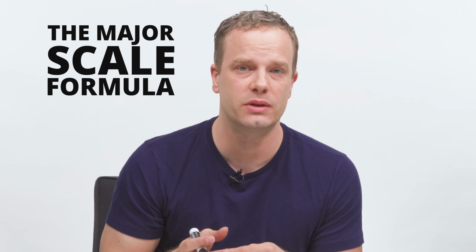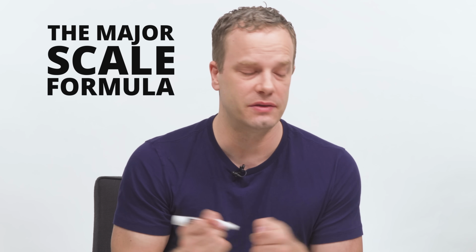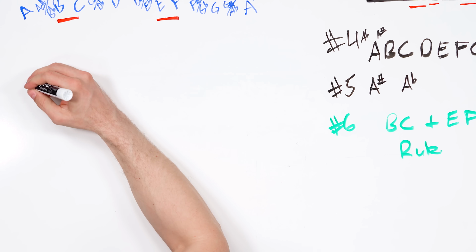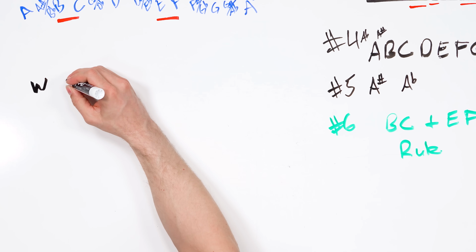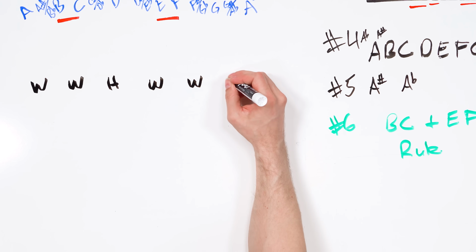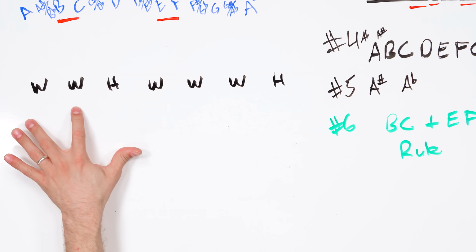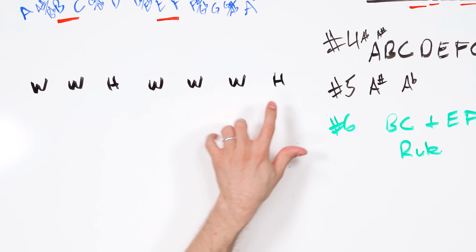And the formula is whole step, half step, whole step, half step. And let me write that out for you. So you have whole step, half step, whole step, half step. And that may seem like a lot for you. One way that I shorten this is to remember 2 wholes and a half, 3 wholes and a half.